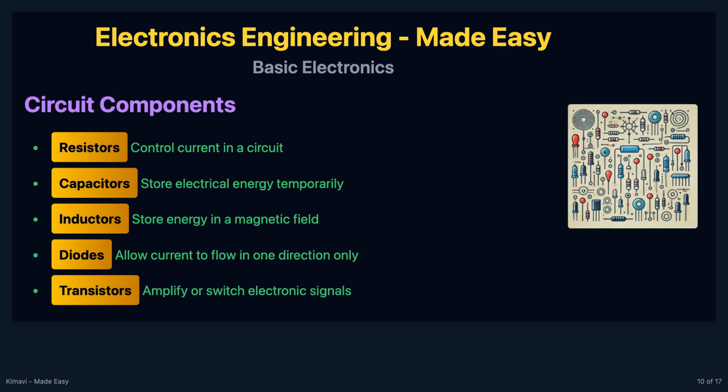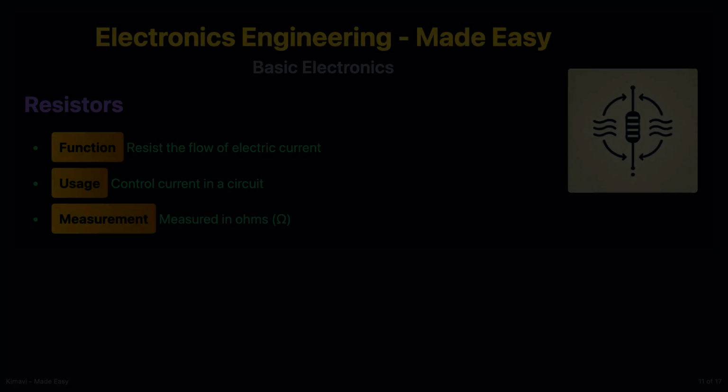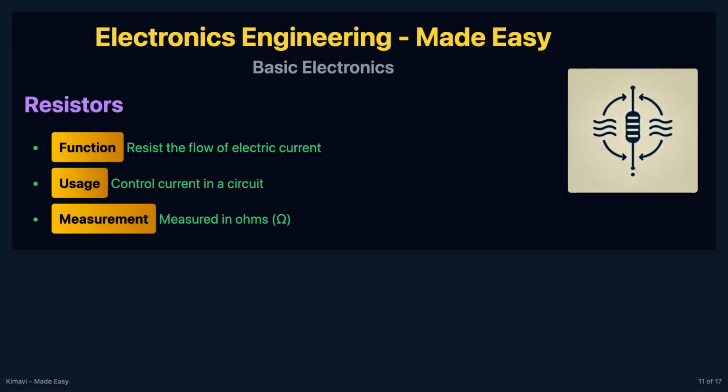Electronic circuits are made up of various components, each serving a specific function. Here are some of the most common components: resistors, capacitors, inductors, diodes, and transistors. Resistors are components that resist the flow of electric current. They are used to control the current in a circuit. The resistance is measured in ohms.